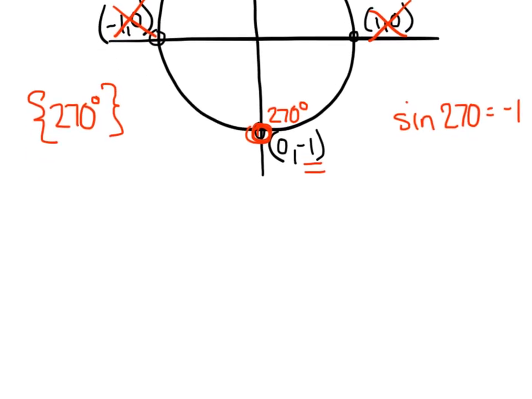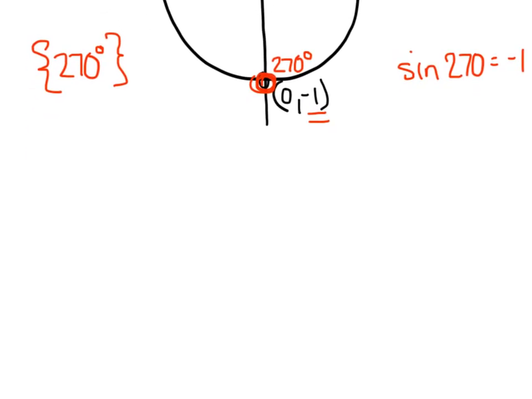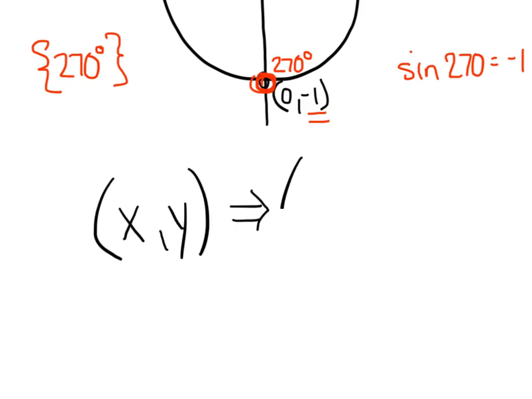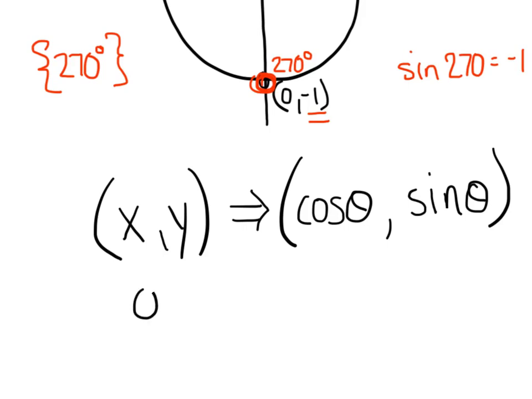Now, before I leave you for the night, I want you to really remember the most important thing you need to walk into class with tomorrow is knowing that the coordinate x comma y is equivalent to the cosine of theta comma sine of theta, and that's true every single time that you're on the unit circle.